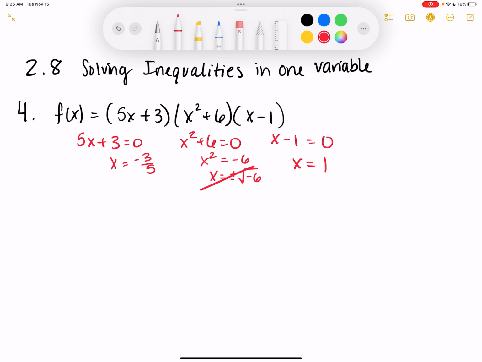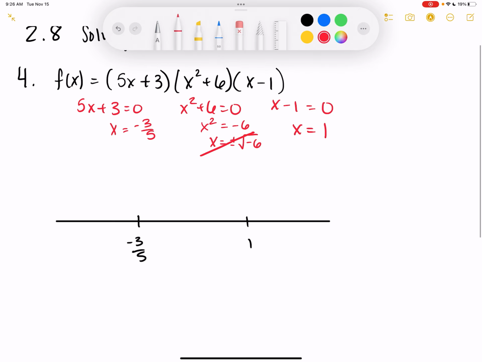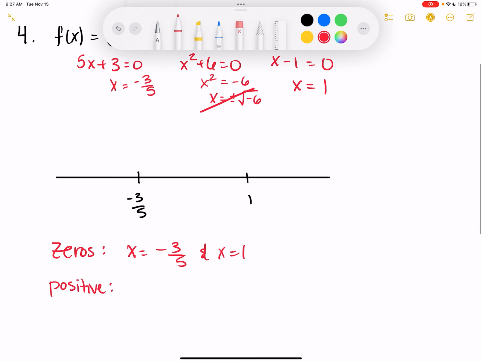So we're going to be, in a sense, making a little table. It's like a sign graph. We put our zeros on here in number order, so negative 3/5 and then 1. Ultimately I'm finding where it's positive and where it is negative. Notice these are going to be intervals for the positive and negative part.